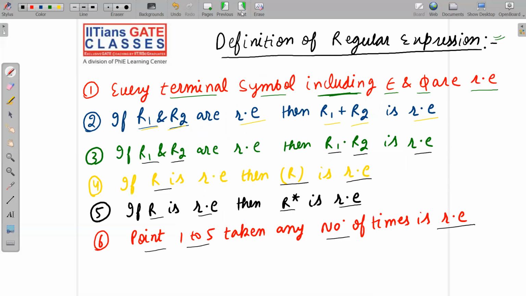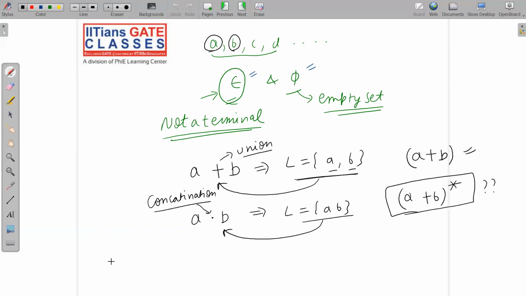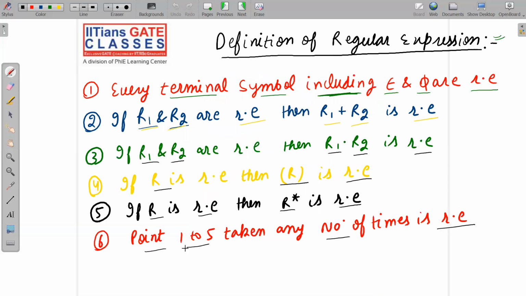Let me tell you something. If I say a is a regular expression, b is a regular expression, a plus b is a regular expression, (a plus b) within brackets is a regular expression, then star is a regular expression, then I can say c is a regular expression, d is a regular expression. Then I can apply dot between them. This is also a regular expression, then again star, this is also a regular expression, and so on. So this is the basic meaning of points 1 to 5 taken any number of times. Recursive definition means that we are using the same thing again and again.